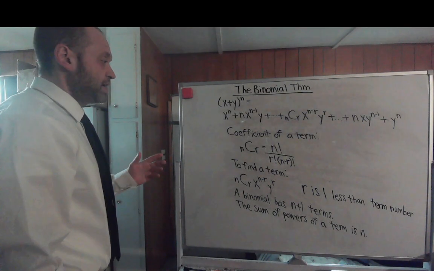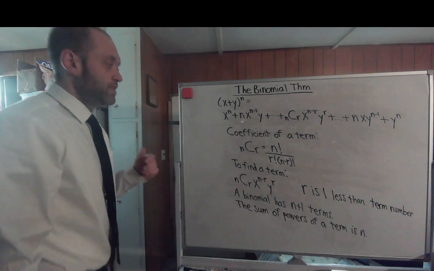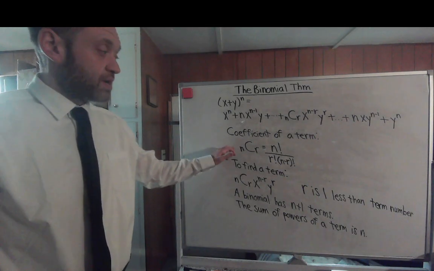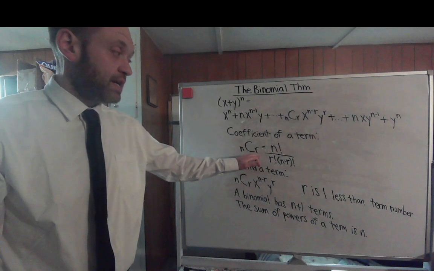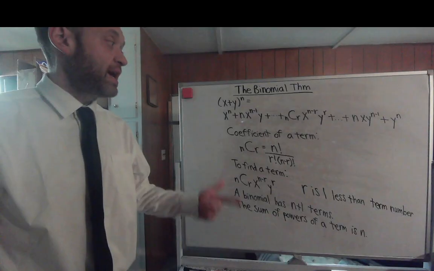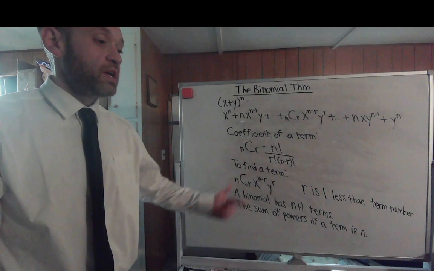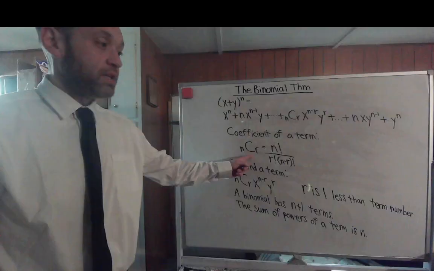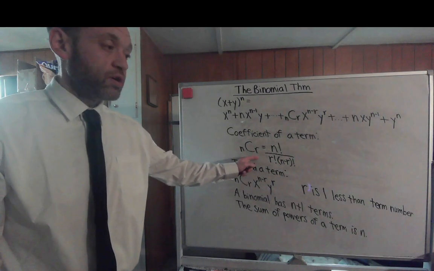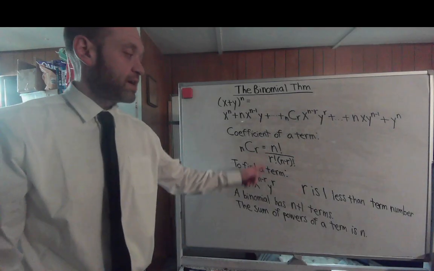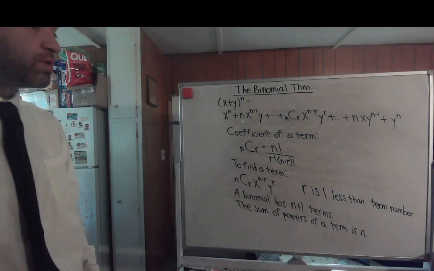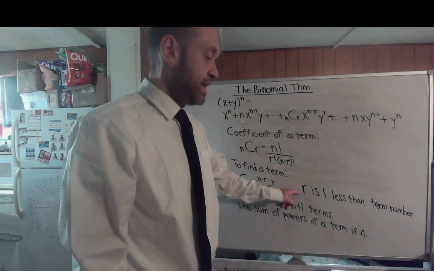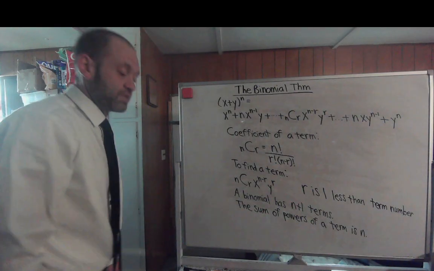Now, to find a coefficient of a term, it's going to be the combination of n things r at a time. This is why I taught yesterday how to find combinations of so many things, taking so many things at a time. You have this formula for combination, n things r at a time: n factorial over r factorial times n minus r factorial.